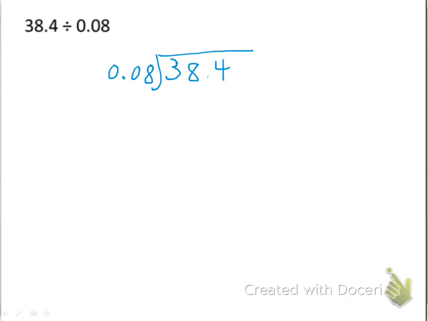Alright, our first step is to multiply the divisor by 10 until it is a whole number. Okay, so our divisor is 8/100. So I'm going to multiply it by 10 once. When I do that, the decimal will move over here. Then I'm going to multiply it by 10 again, so the decimal's over here, and we no longer have a decimal in our divisor. We've done step 1.